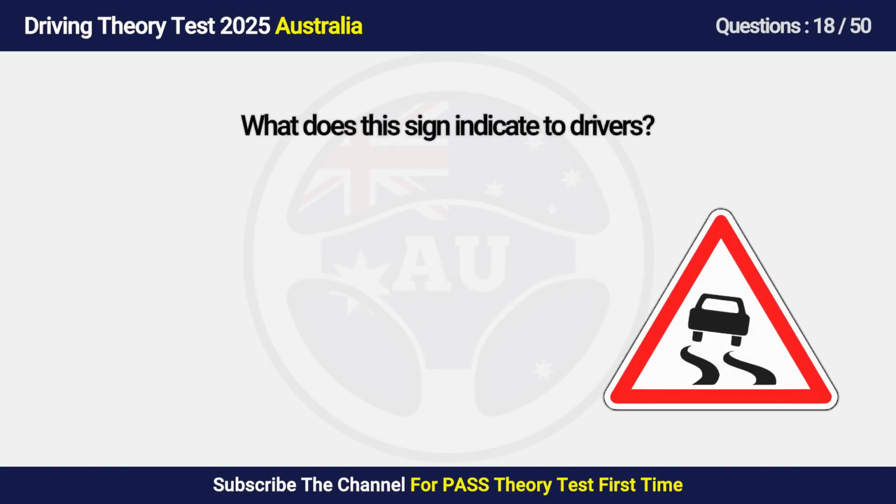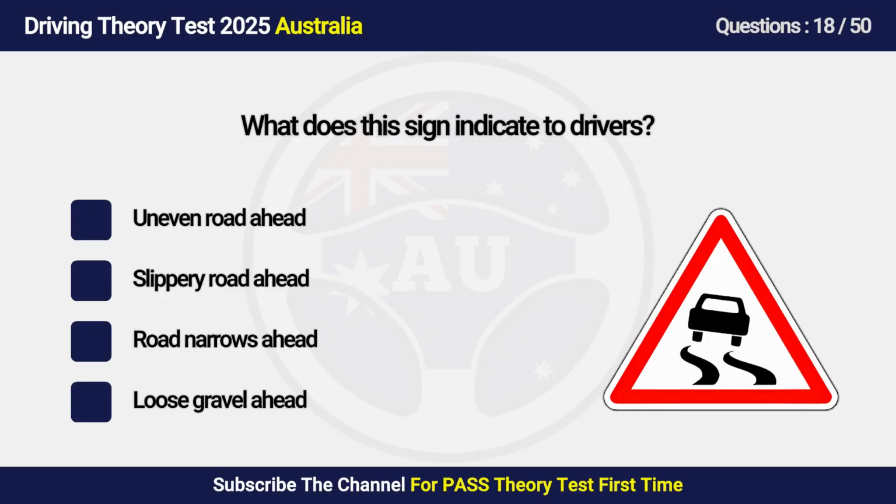Question 18. What does this sign indicate to drivers? A. Uneven road ahead. B. Slippery road ahead. C. Road narrows ahead. D. Loose gravel ahead.